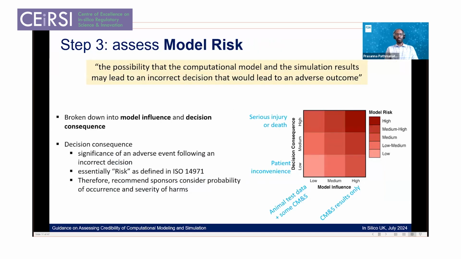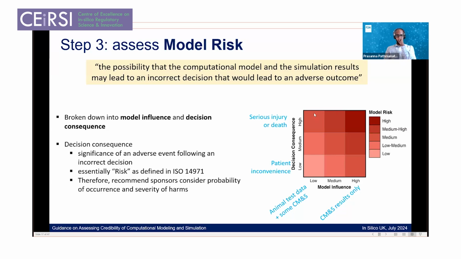Then there's the model risk assessment. V&V40 defines model risk as the possibility that a computational model simulation result may lead to an incorrect decision that would lead to an adverse outcome. I already talked about the two factors, decision consequence and model influence. It just happens that the axes have been swapped in this figure.